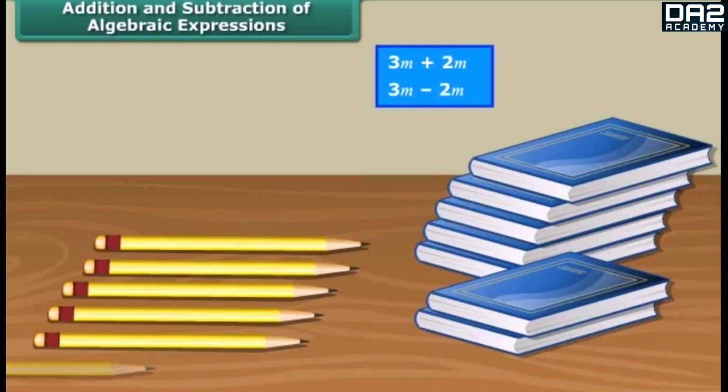However, if we remove 1 pencil from 6 pencils, then we are left with 5 pencils, but still we have the 7 books. So you can say it's quite similar with algebra. We can only add or subtract similar objects.